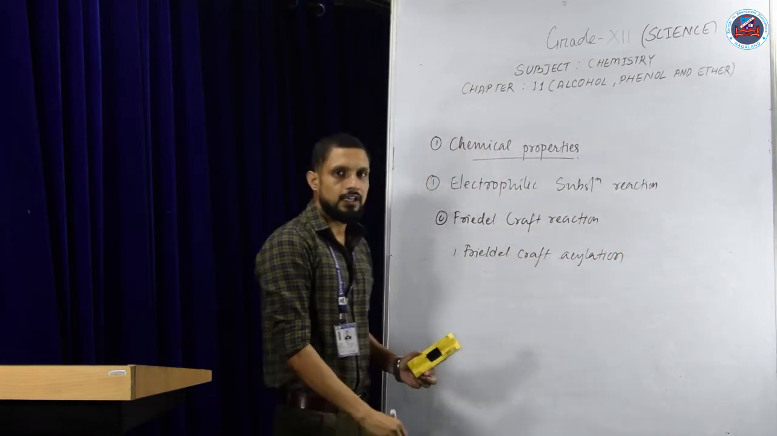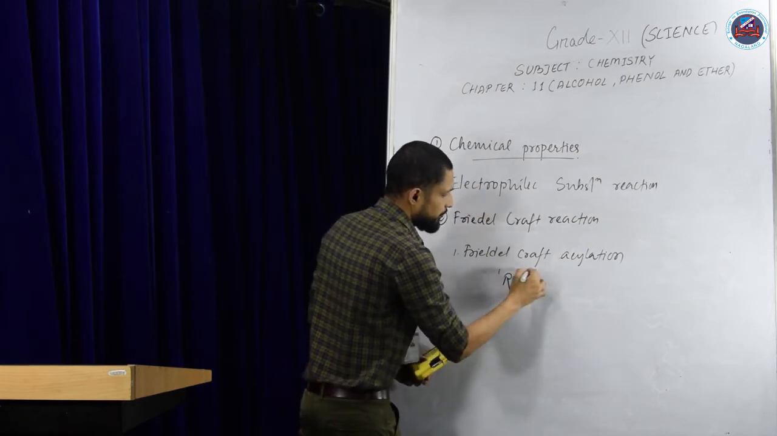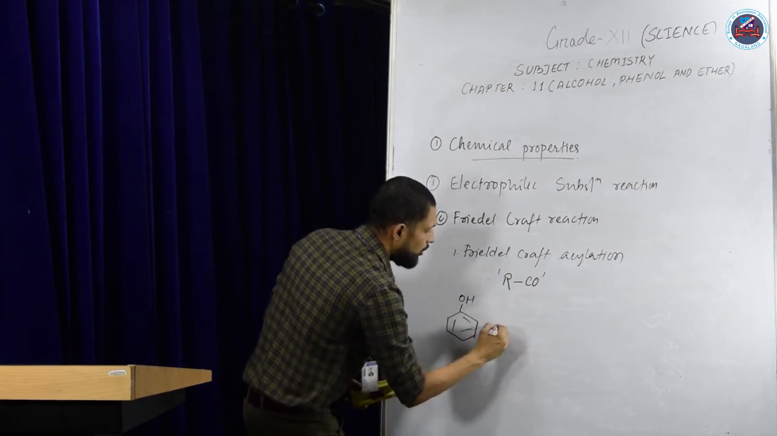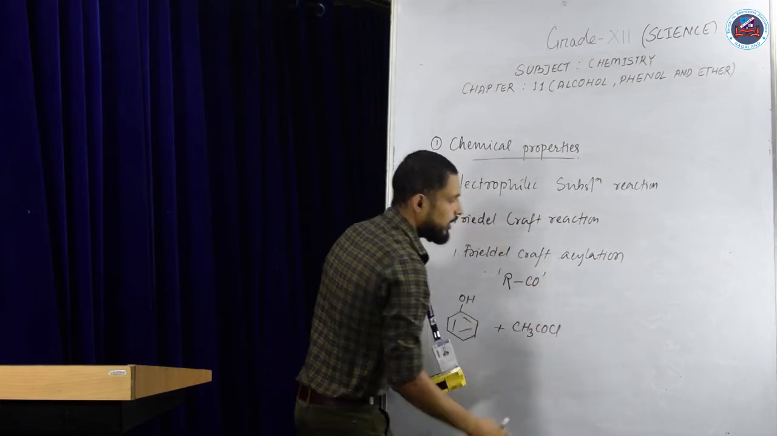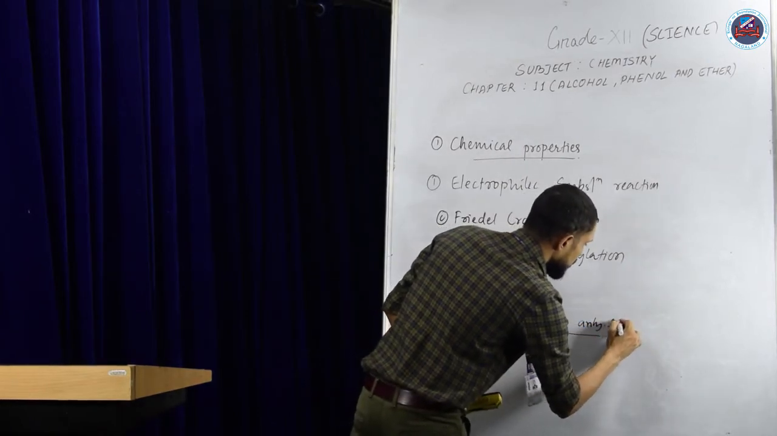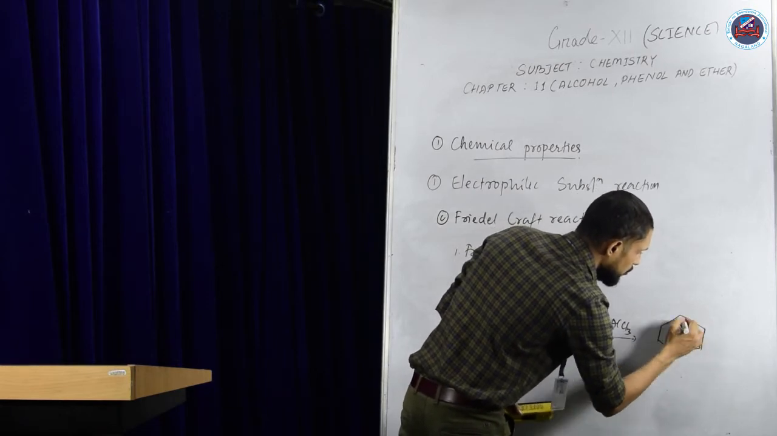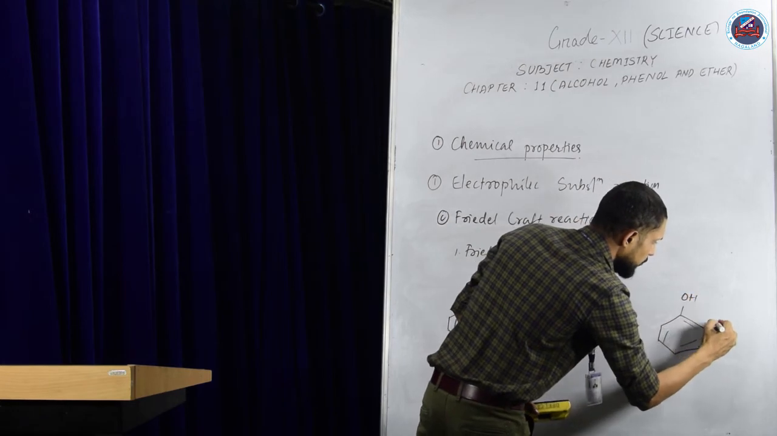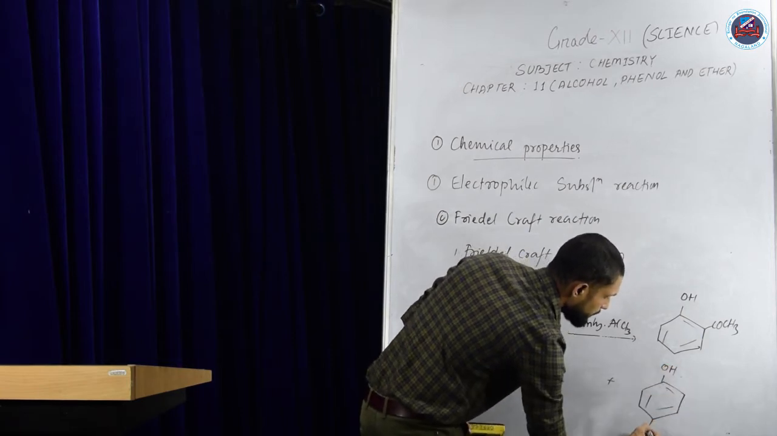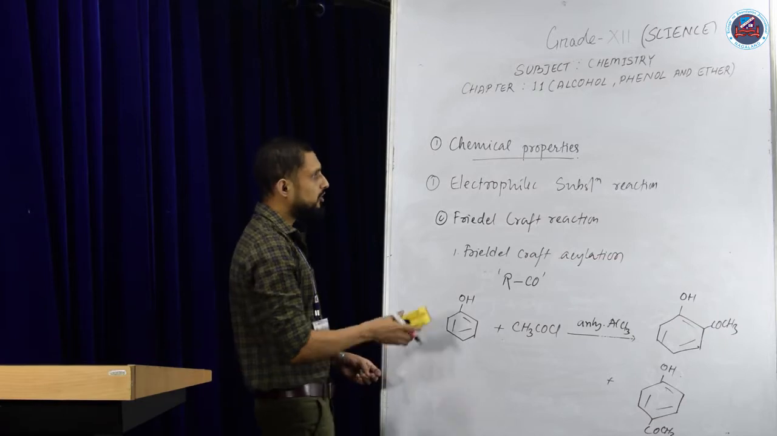In Friedel-Crafts acylation, we'll add acyl group, that is alkyl with CO, which is known as acyl. So in this reaction, we'll let phenol react with acyl chloride like CH3COCl in presence of anhydrous aluminum chloride. Here also you'll get two different products. Acyl group will attack carbon 2 or it will attack carbon 4. Next, let us study the oxidation reaction of phenol.